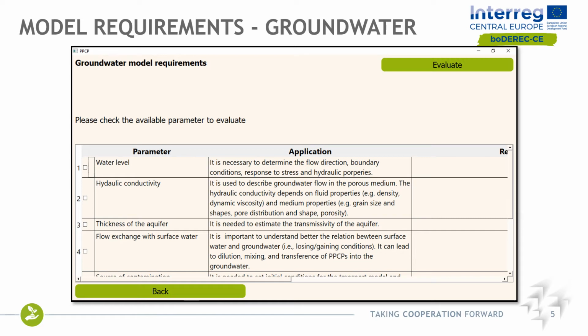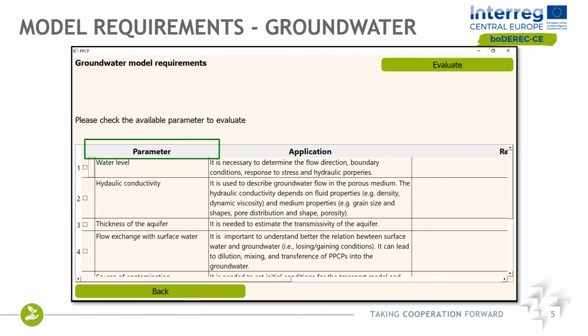In the table, in the first column, we have the list of parameters that we need to develop a numerical model. The list changes according to the type of aquifer. If you already have the data of this parameter, you will select the availability checkbox. Otherwise, you will keep it unchecked or empty.